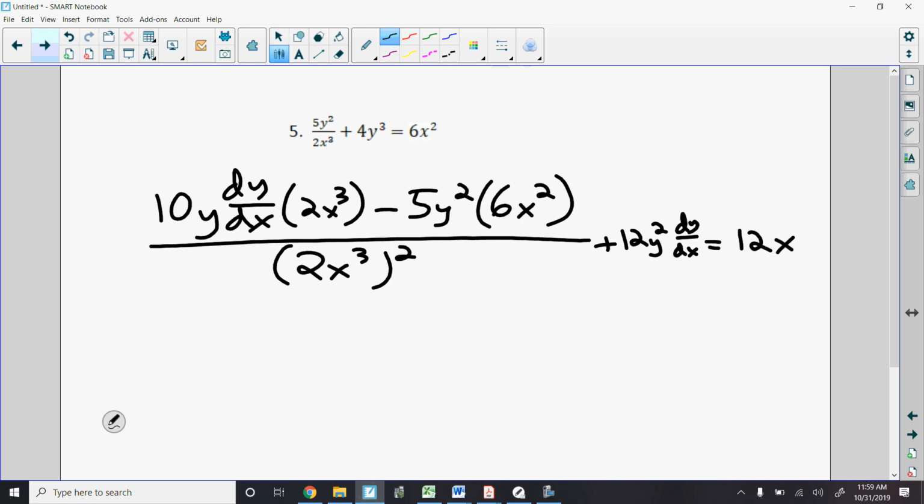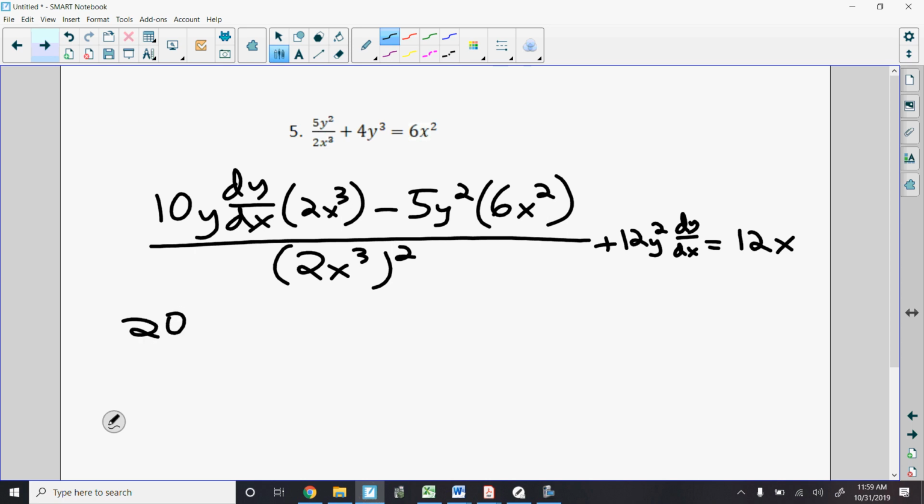Equals 12x. Before I do anything else, I see a couple of dy dx's here, but I really want to start cleaning up this big quotient here. When I see 10 times y times dy dx times 2 times x cubed, I like to write my coefficients first. My coefficient there will be 20.